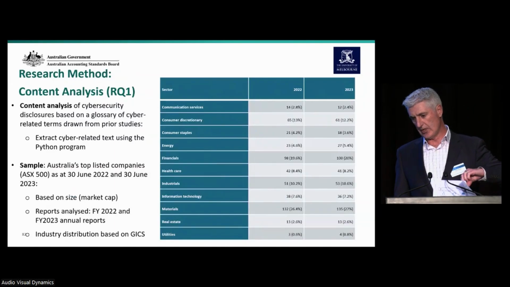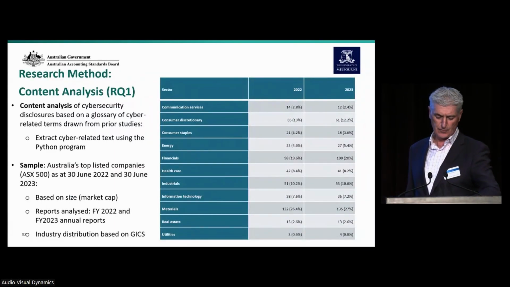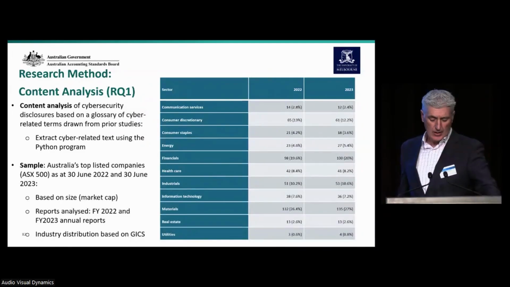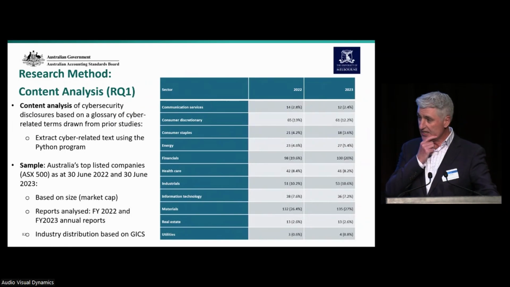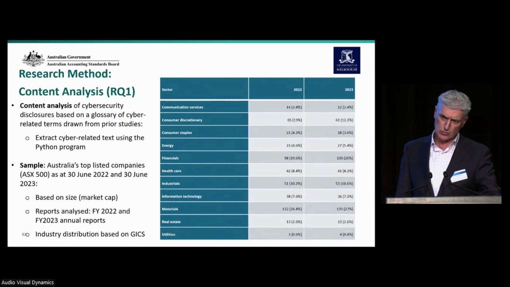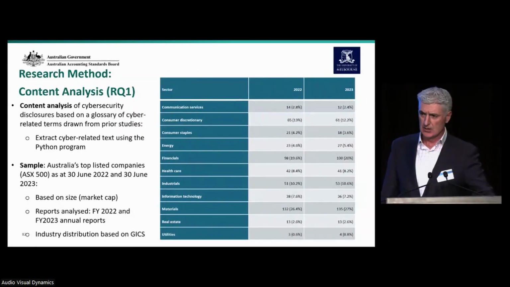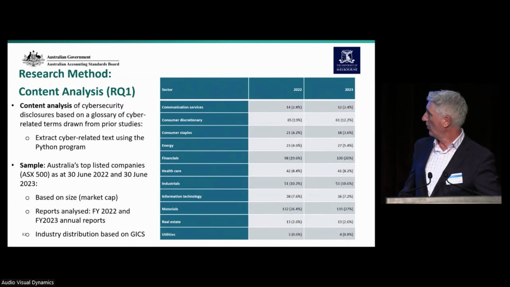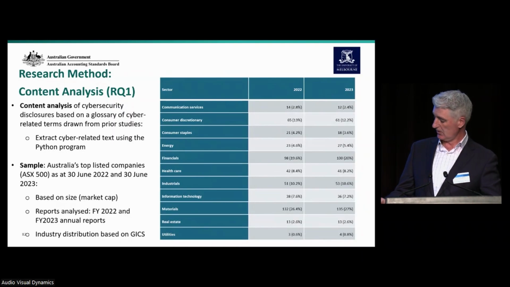Next few slides, we'll look at our content analysis. So the first stage of our research involves looking at the current state of cybersecurity disclosures by ASX-listed companies. And as part of this research phase, we did the following. Our sample was limited to the top 500 ASX-listed companies based on market cap as at 30th of June 2022 and 2023. And I've got a table up there, which, let's hope this clicker works.